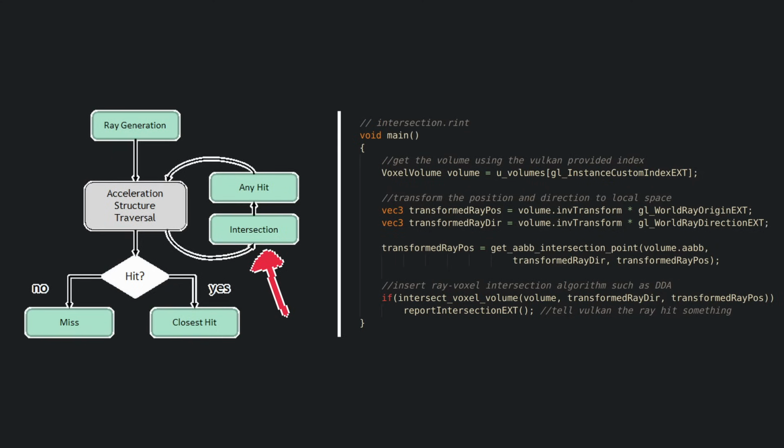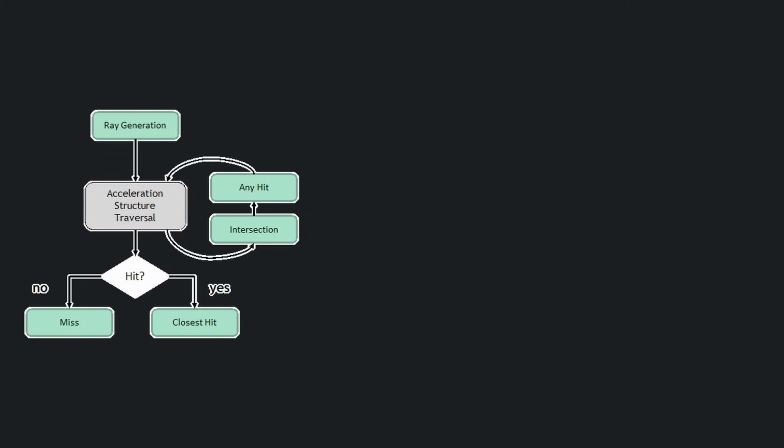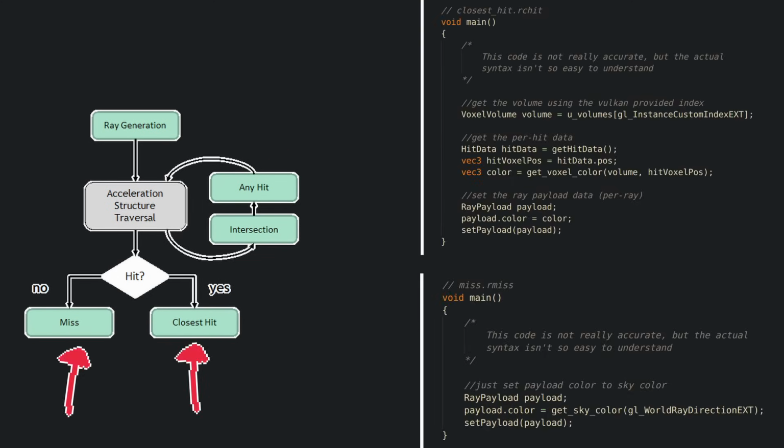In my case, however, I use this shader to turn those bounding boxes into actual voxel volumes by using a traversal algorithm, such as DDA. I simply find the point at which the ray entered the box, then begin stepping the ray through the volume. Once an intersection is reported, the optional AnyHit shader is invoked, which I'll cover in another video since I'm not using it currently. The last two shaders are the closest hit and miss shaders.